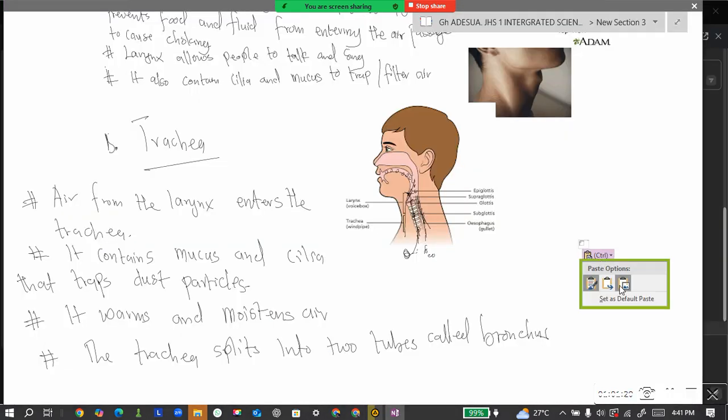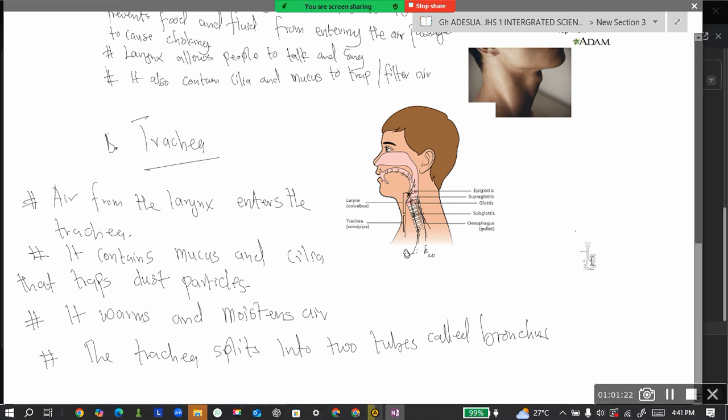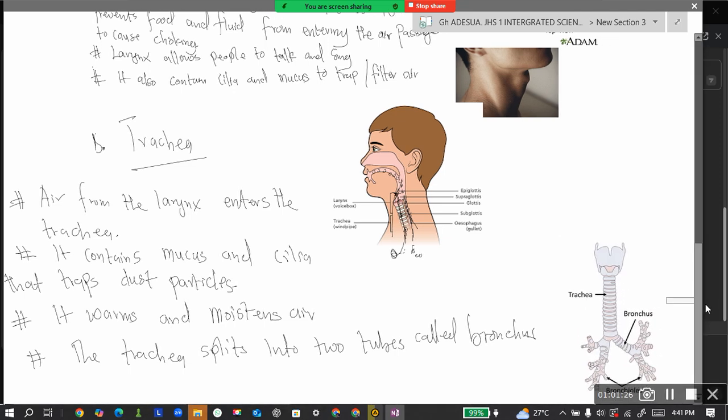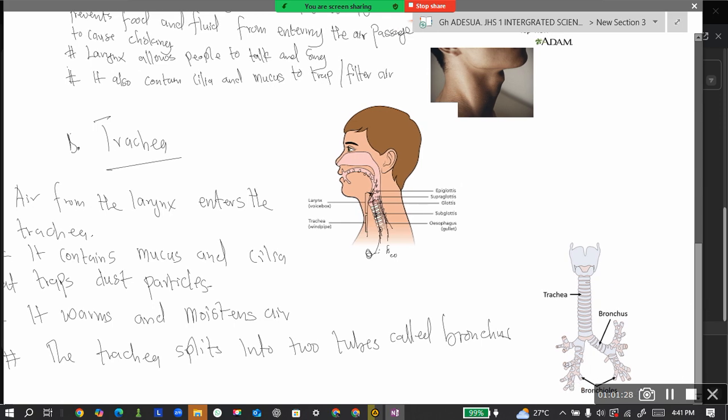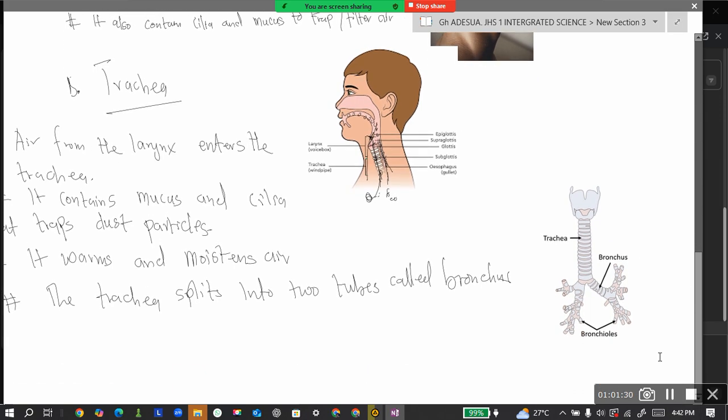So this is the trachea. This is how the trachea looks. That's why it's called the windpipe. You see that it looks like a pipe, right? That's why it's called windpipe. Yes, so that is the trachea. And what did we say? We say that the air from the larynx enters the trachea.